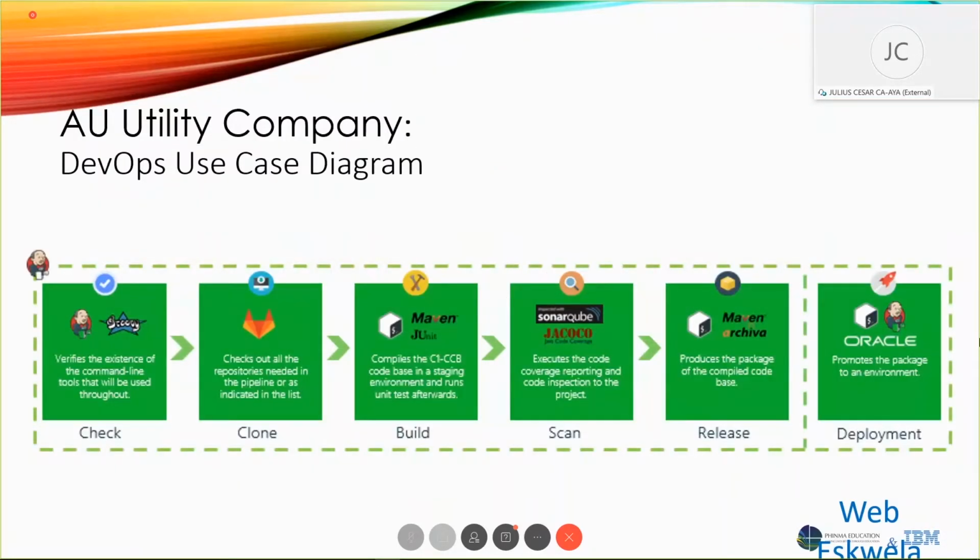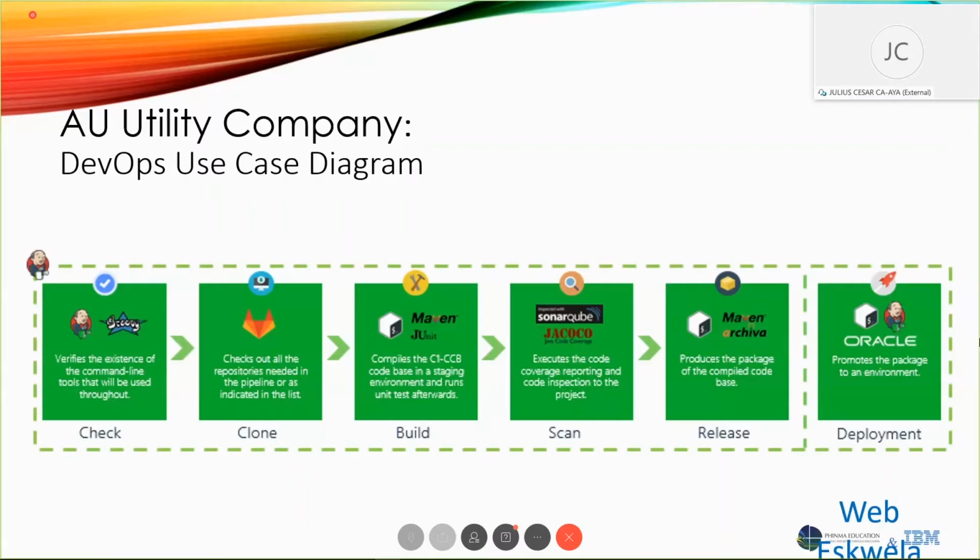So we have the check, build, scan, release, and deployment. Checks sa clone, they check out all the code in the repositories needed in the pipeline or as indicated in the list. So meron silang list if ever they wanted to do a specific build. And then once na maklone na yon, they have Maven and JUnit in place that compiles the CCB code in a staging environment and runs unit tests afterwards. Okay? Kinocompile nila dyan sa stage na yan.